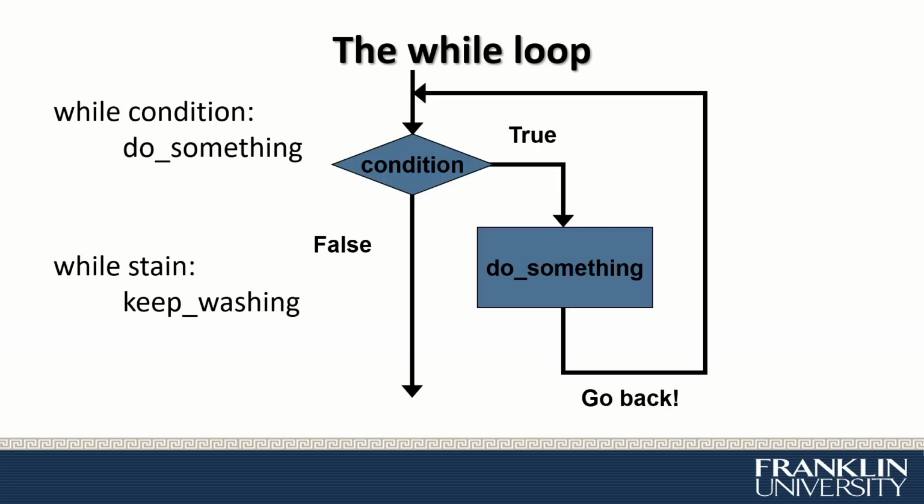As you can see in this flowchart, while some condition, if the condition is true, do something. And then it will go back to the beginning and check the condition again. If the condition is false, then you get out. If the condition is true, then you keep doing something. For example, while stained, keep washing until you are clean.